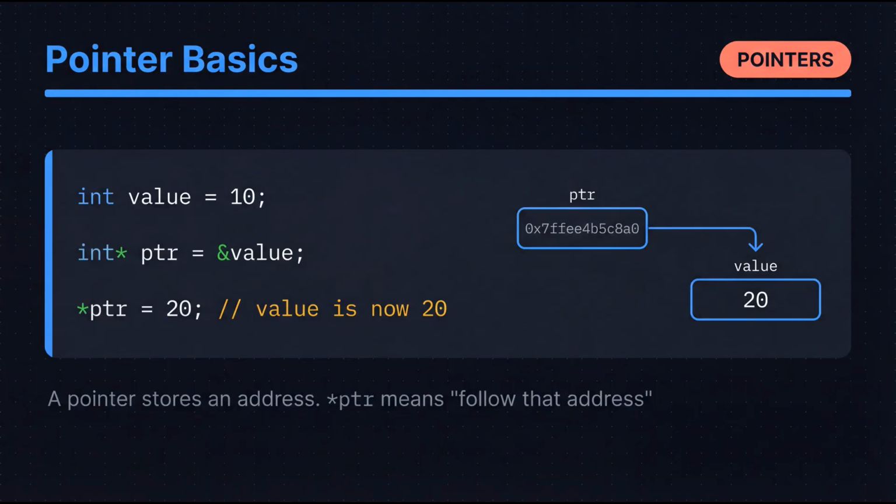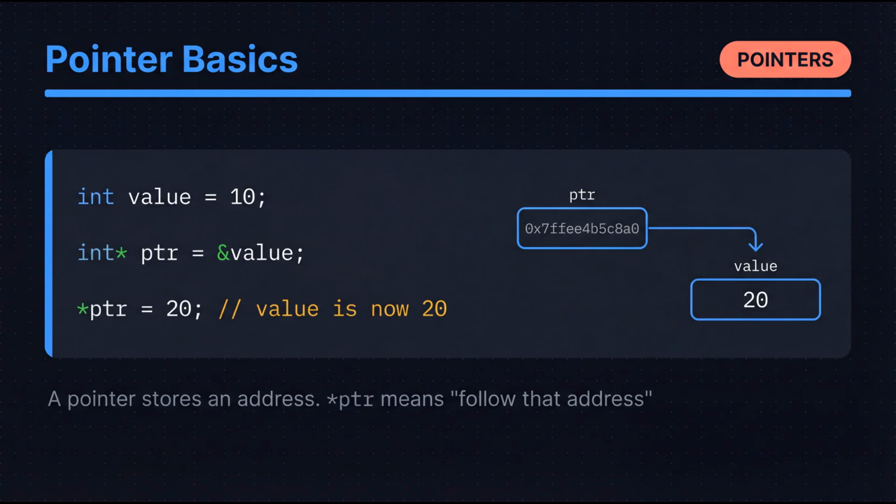A pointer is a variable that stores a memory address. We declare int value equals 10. Then int *ptr equals &value. The ampersand operator takes the address of value. Now ptr holds that address. To access the value through the pointer, we dereference it with the star operator. *ptr equals 20. This follows the address and modifies the object it points to.